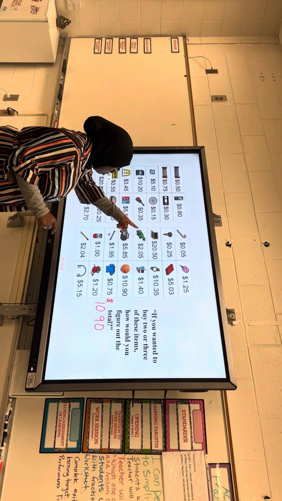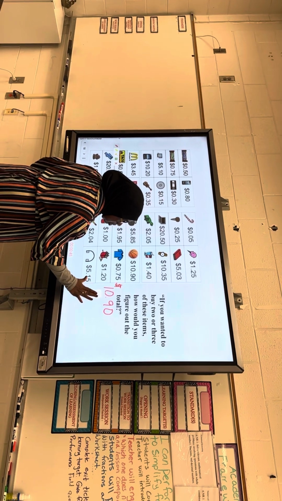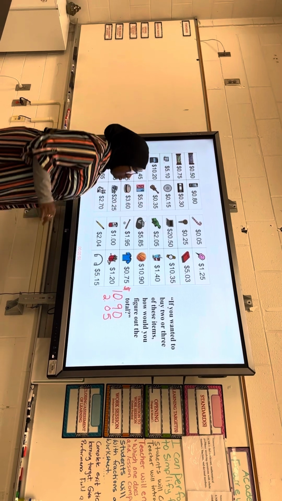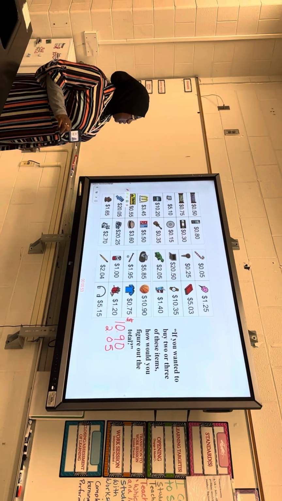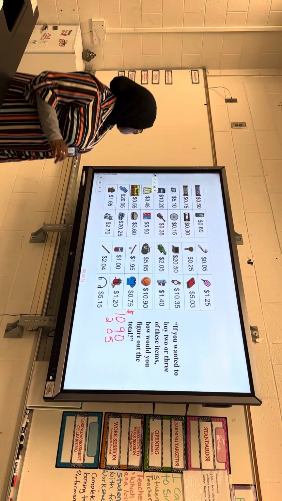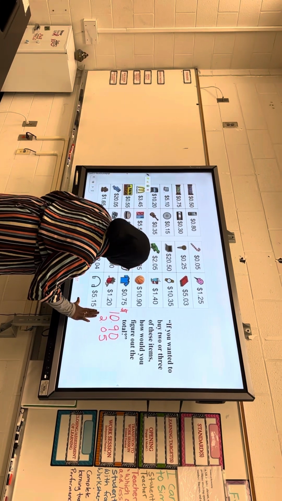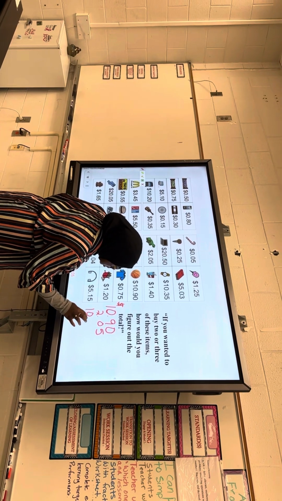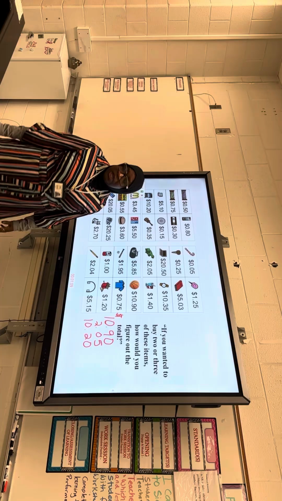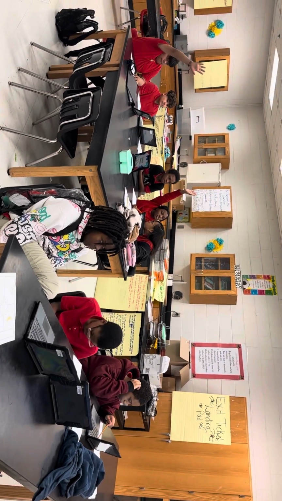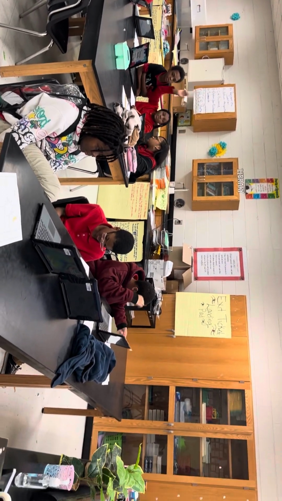A dinosaur? Okay, how many? $2.05. Okay, only one dinosaur? What else? And a tablet. How much is a tablet? $10.20. Okay. So how would you figure out how much money you need, or how would you figure out the total for this? By adding all the money. You add them all up.